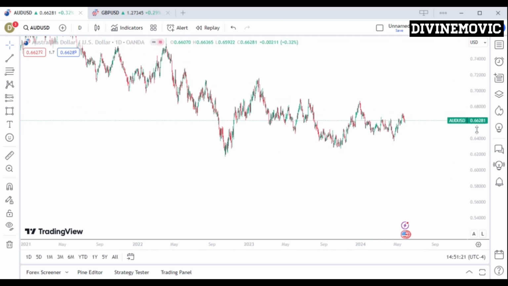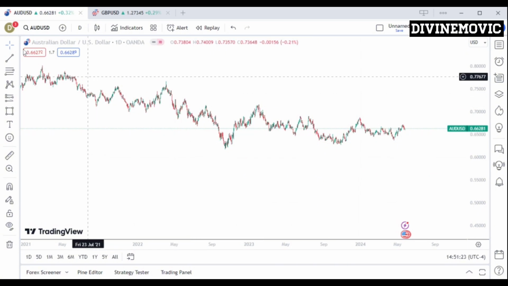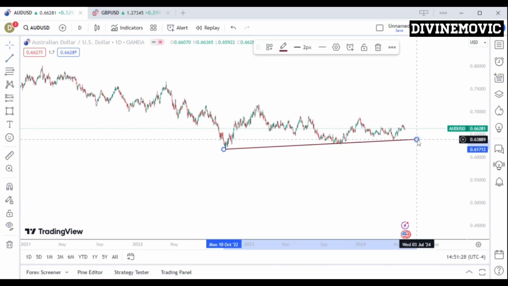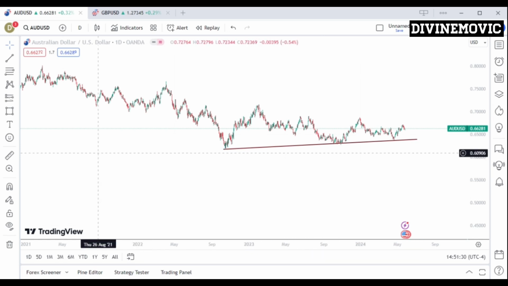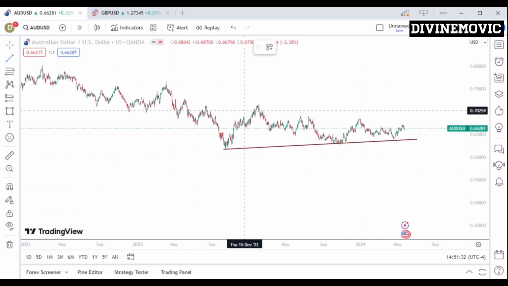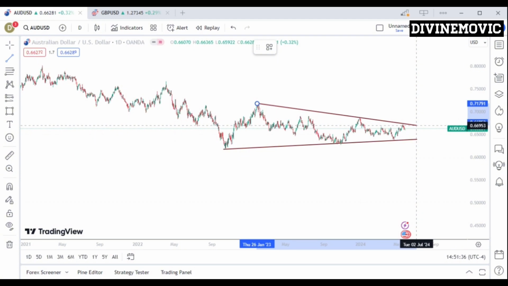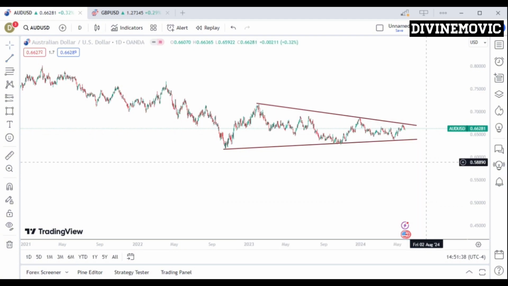Now, if you look closely, you see that at this point, price was acting as a support. Correct? Yes, this is a very valid support. And at this point here, price was acting as a resistance. Correct? Yes. So currently, we can't say price is going to the upside and we can't say price is going to the downside.